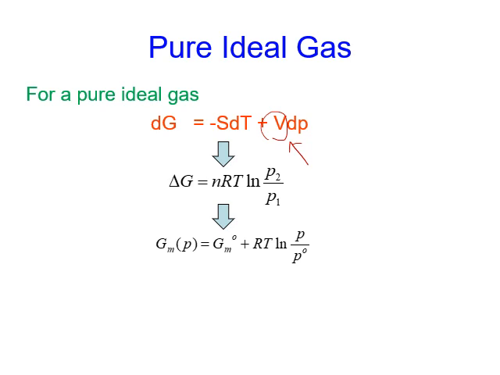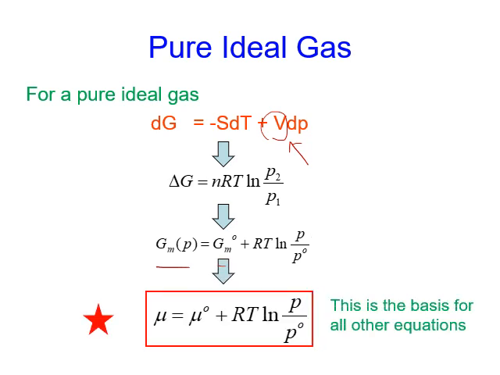The molar Gibbs energy at a certain pressure equals the standard state molar Gibbs energy plus RT ln P over 1 bar. And the molar Gibbs energy is the chemical potential. So here is the equation for the chemical potential of a pure ideal gas. The chemical potential equals the standard state chemical potential plus RT ln P over 1 bar. And this is the basis for all other equations.